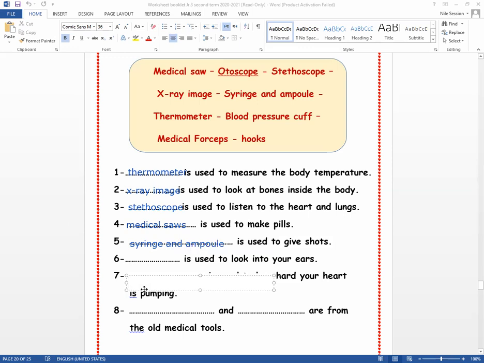Number six, used to look into your ears. We use what to look into your ears? Yes, super. Otoscope. Number seven, used to measure how hard your heart is beating. Yes, blood pressure cuff. Knots and knot are from the old medical tools. Yes, we have here hooks and medical forceps.